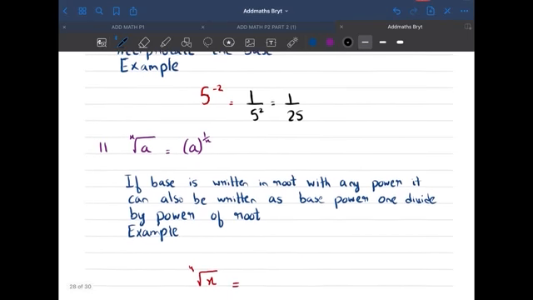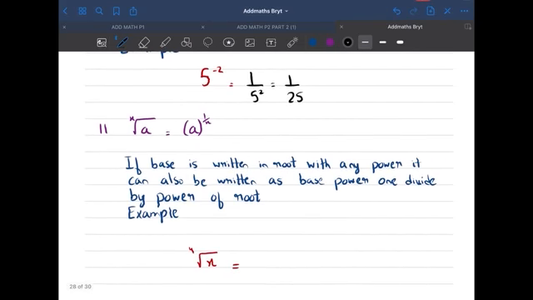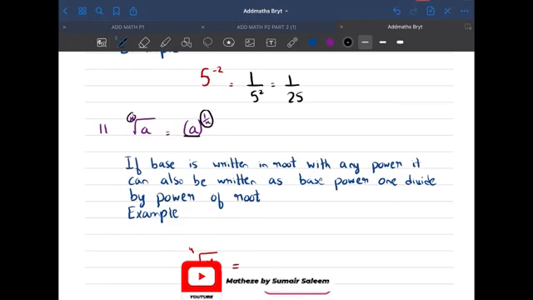Rule number 11 says if there is any power outside the root, it can also be written as base with the power 1 upon power outside the root. So if it's written quartic root x, it can also be written as x power 1 upon 4. Did you get till this point?